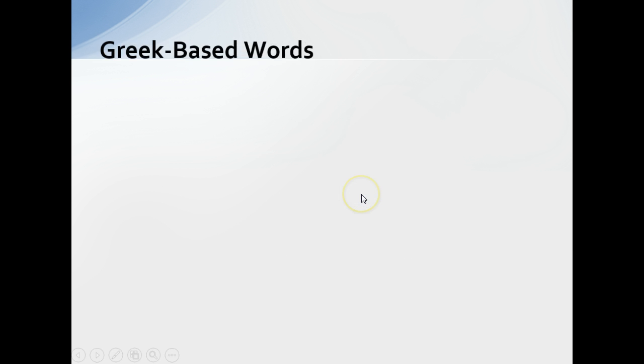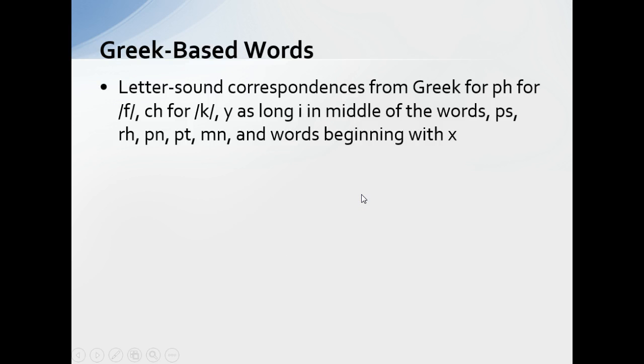So our Greek-based words, the letter sound correspondences from Greek: the ph makes the f sound, and the ch makes the k sound. So anything in these little backslashes here, that's a sound. So our ch makes the k sound, y as in long i in the middle of the words. Then we have ps, rh, pn, pt, mn, and words beginning with x.